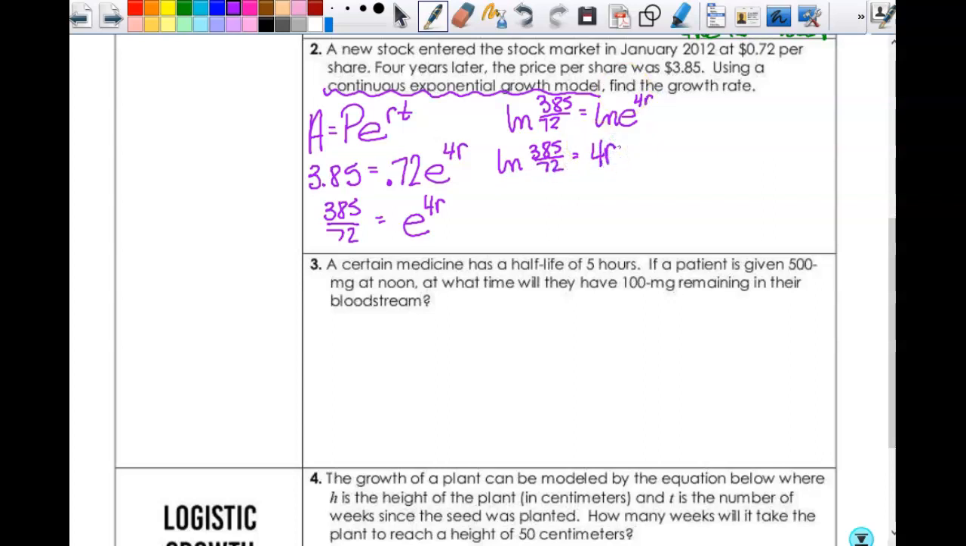And what's the natural log of e? 1. So it's really nice when we can use the natural log and it's just 1, so I don't need to do anything else with that. Then my rate is the natural log of 385 over 72 all over 4. And then you can type that into your calculator. And you can do the fraction and a fraction thing.